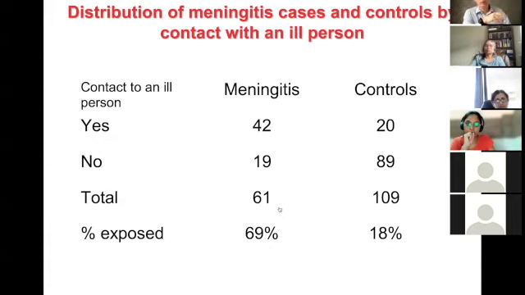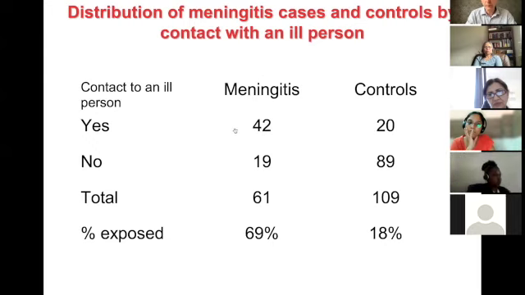Some years ago, I was involved in a big outbreak investigation where in a small town, there were lots of kids with meningitis. So lots of meningitis cases were there. And we wanted to find out what is the cause of this meningitis outbreak. So we had asked a lot of cases, 61 cases, and we tried to find comparable controls.